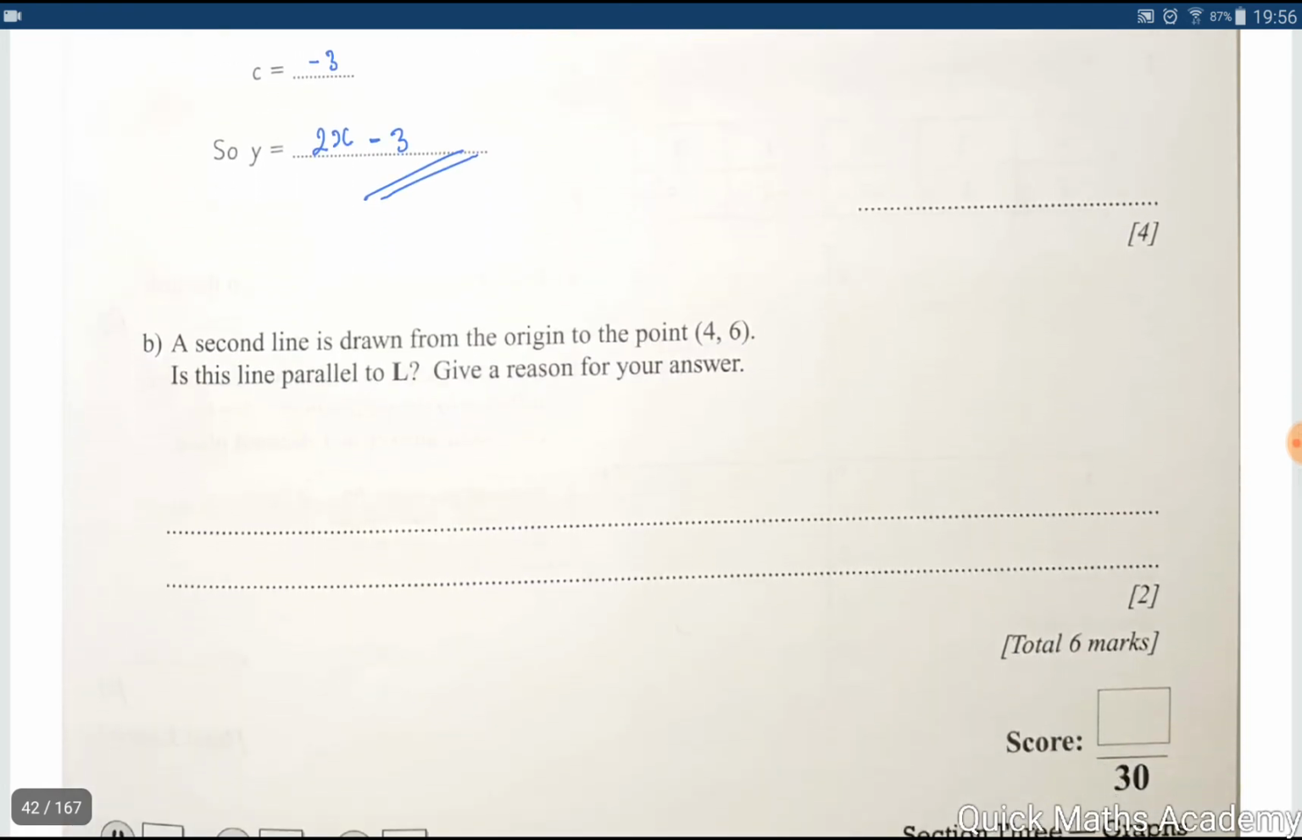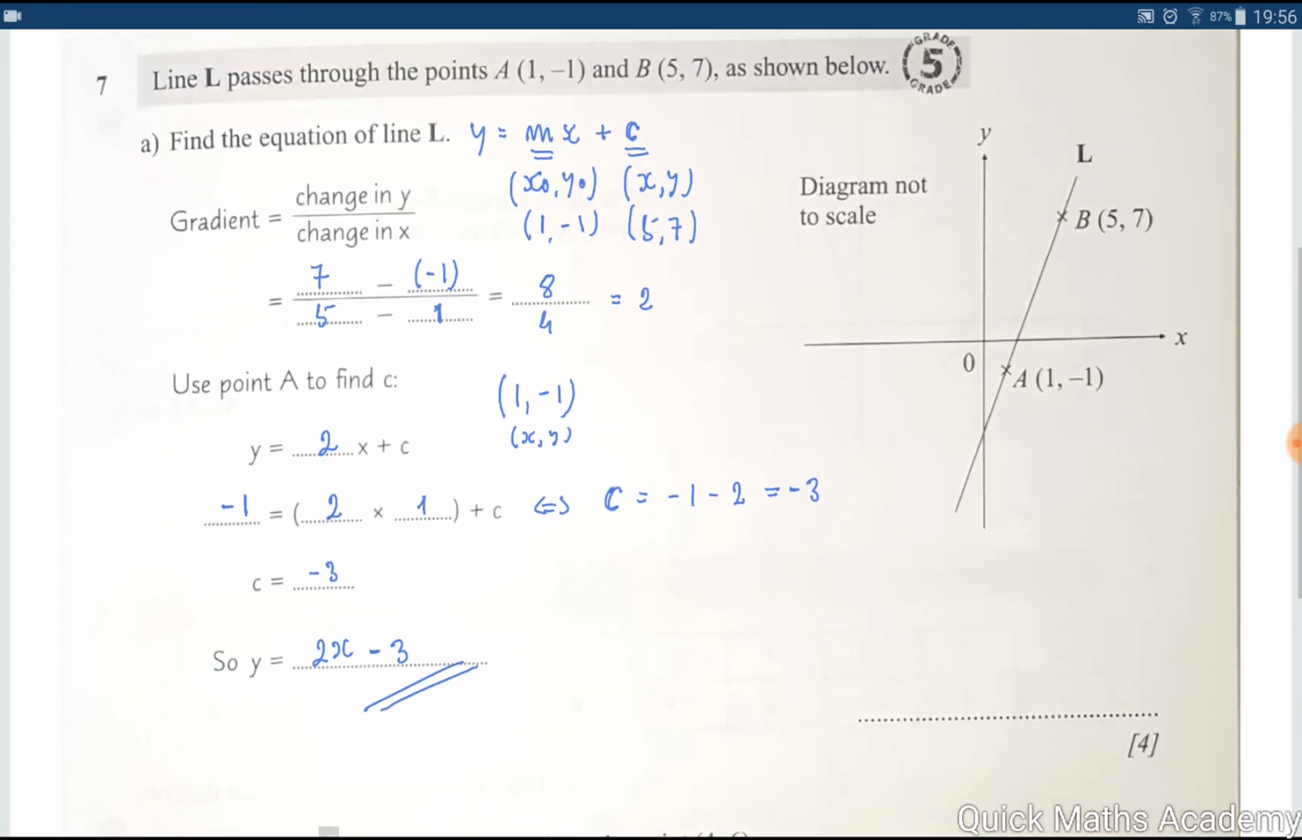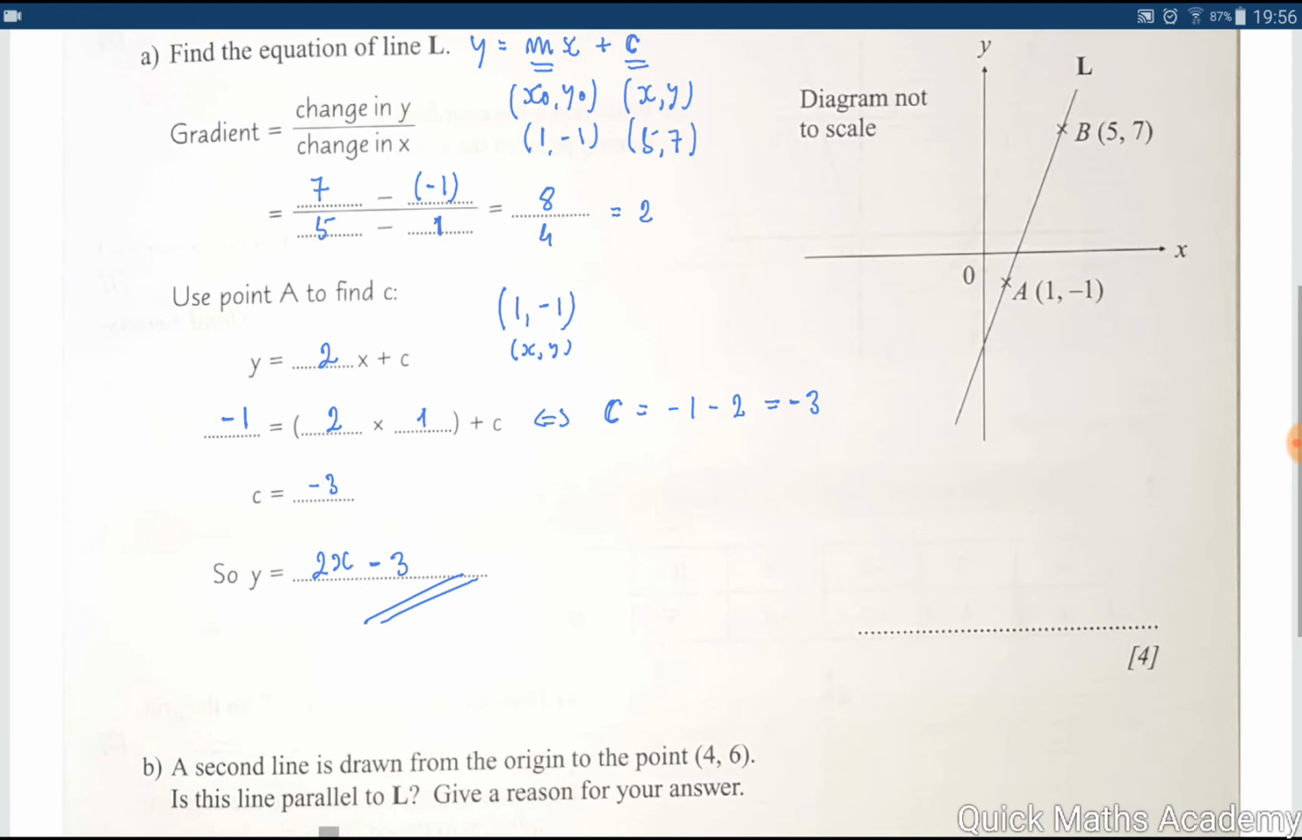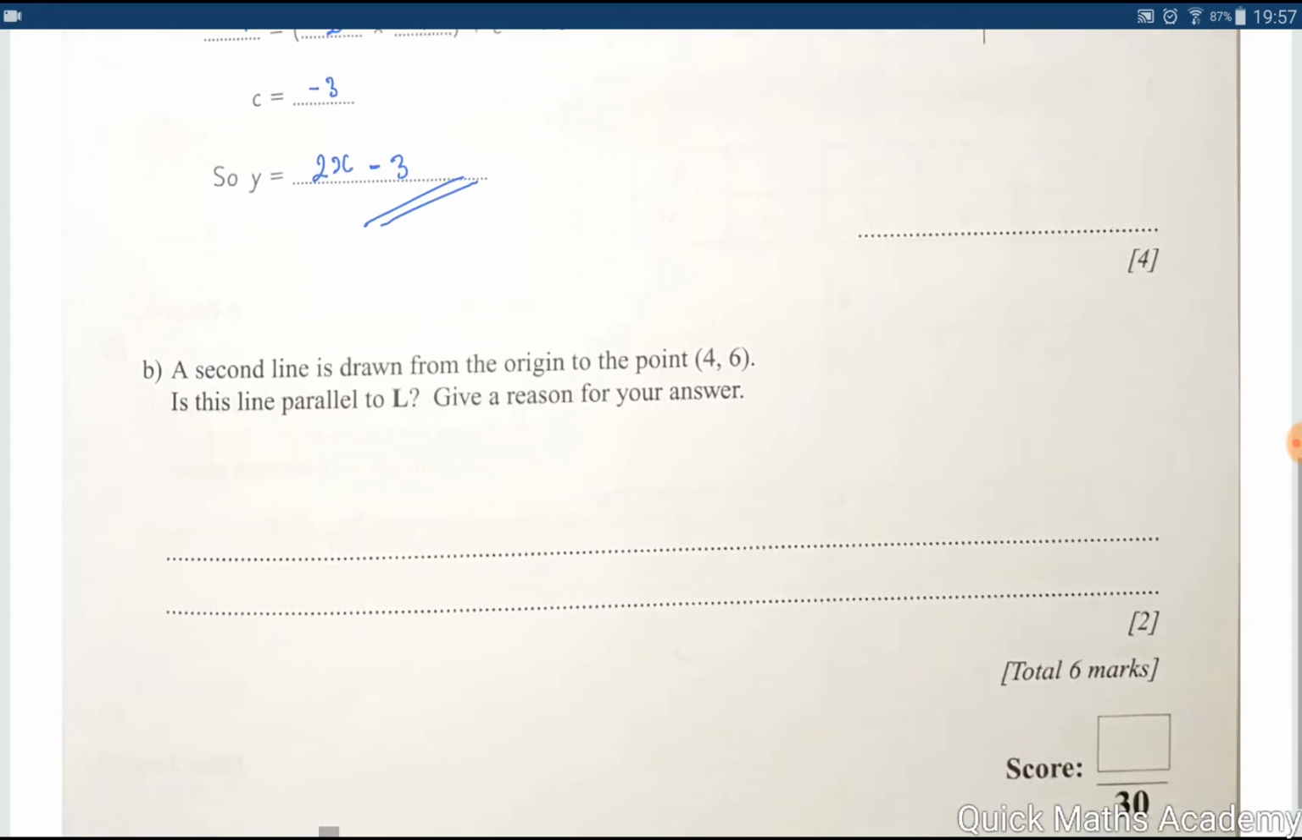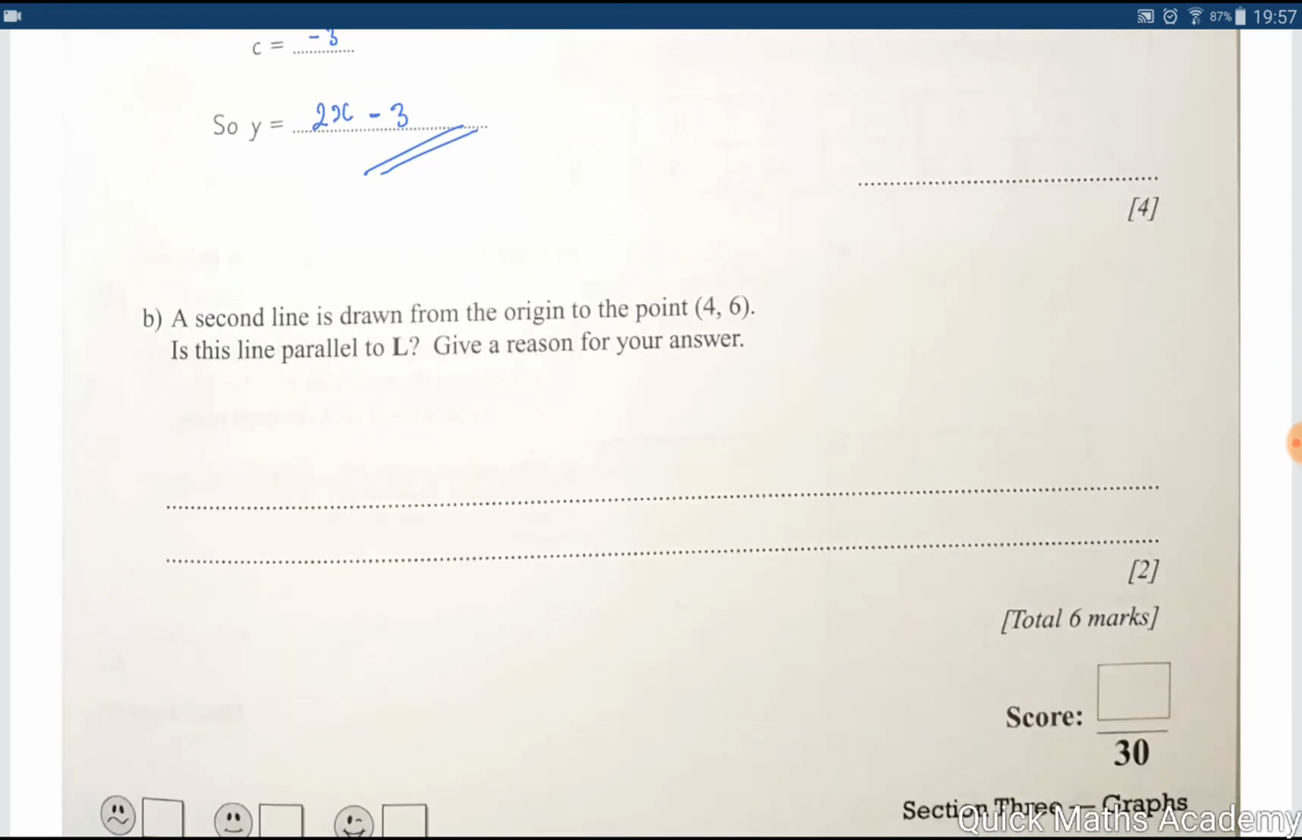A second line is drawn from the origin to the point (4, 6). Is this line parallel to L? Give a reason for your answer. L is the line there. That line has a gradient of 2. We calculated the gradient here. The gradient is 2. For any line to be parallel to that line, the gradient must also be 2.